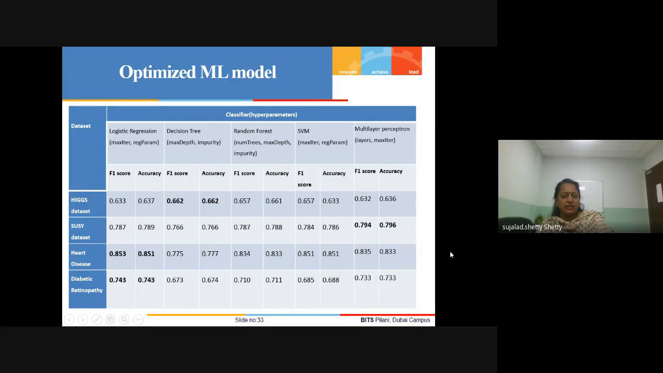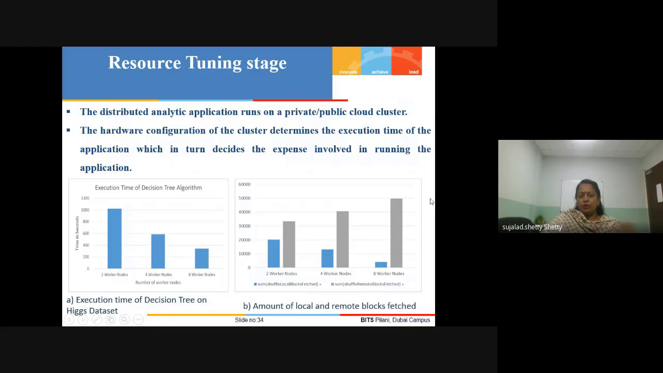Similarly, on the SUSY data set, your multi-layer perceptron's performance was better than everything else. For the heart disease data set, a simple model like your logistic regression. Similarly, for diabetic retinopathy, this was seen to be good. So we can see that for smaller data sets, for simpler data sets, simpler models like logistic regression work better. But for the bigger data sets, maybe a better machine learning algorithm would be better.